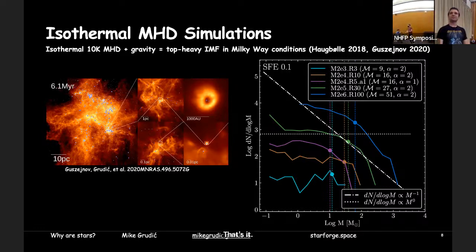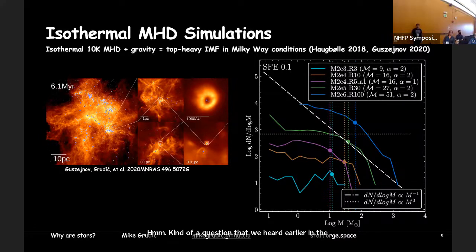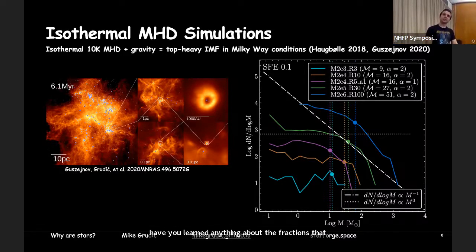Kind of a random question, but we heard earlier in the week about binary stars. Just curious, maybe you mentioned it, but have you learned anything about the fraction of stars that are in binaries at high redshift? At high redshift, I haven't looked at this.